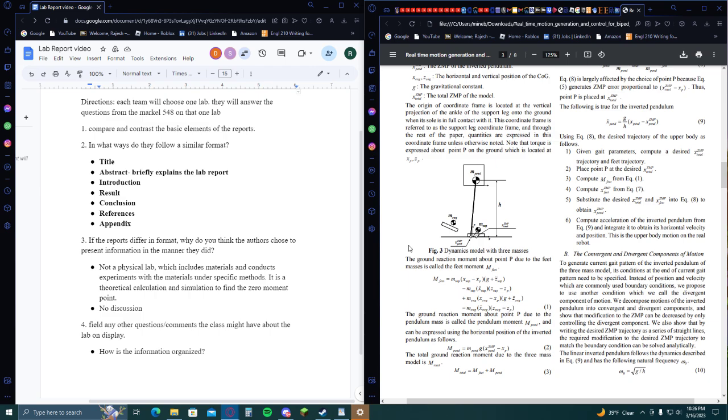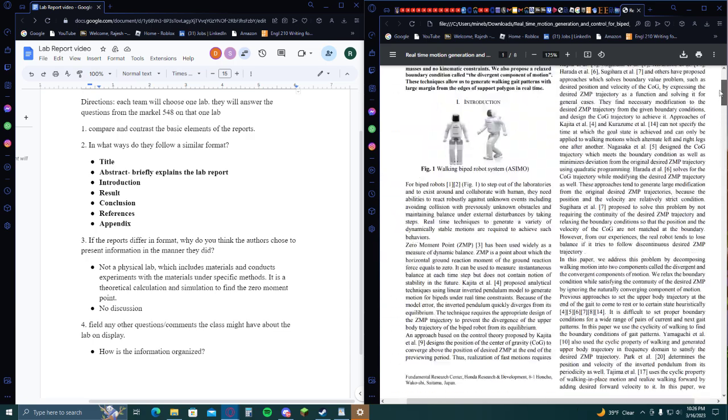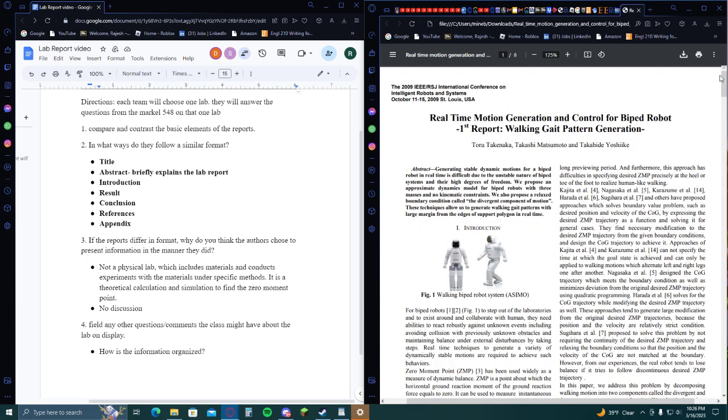A question the class might ask is, how is the information organized? It includes labeled sections in which there is information.